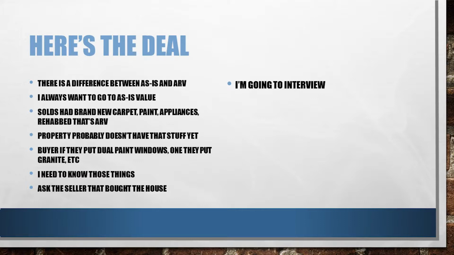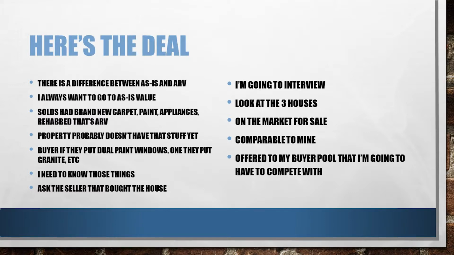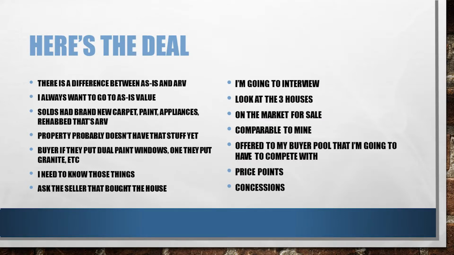Then I'm going to go and look at the 3 houses that are on the market for sale that are comparables to mine. What else is being offered to my buyer pool that I'm going to have to compete with? And what price points and what concessions? Because let's face it, a realtor's house has a realtor listing. They've got it on the market. I know they're paying 6 to 7% on realtor fees, which I'm going to pay all day long. I know that they can offer 4% buyer concessions for the lender if they have paint and carpet and all the other good stuff that goes along with it, or if they're giving some construction concessions.